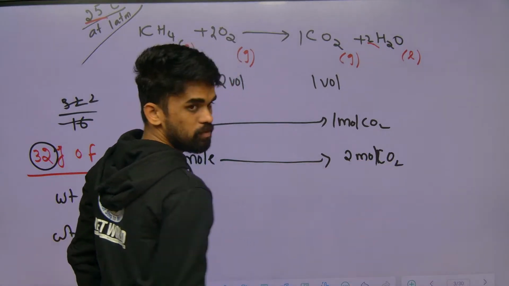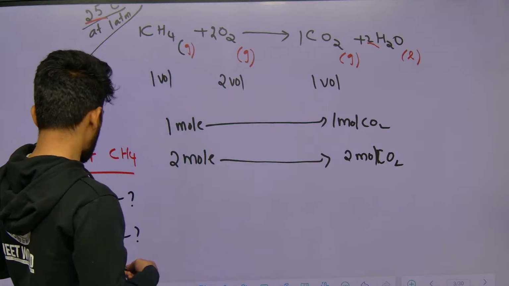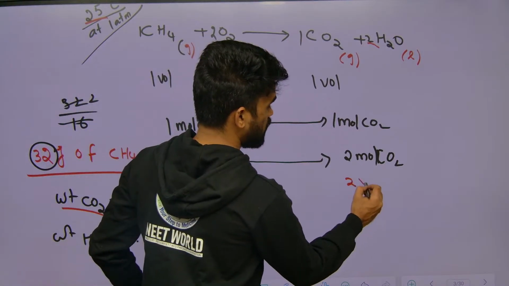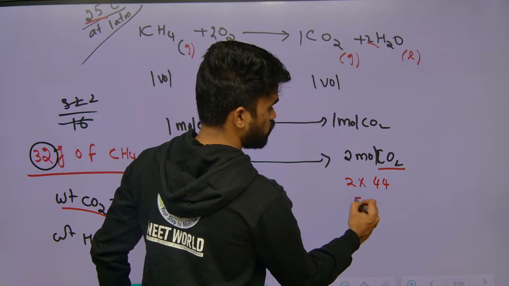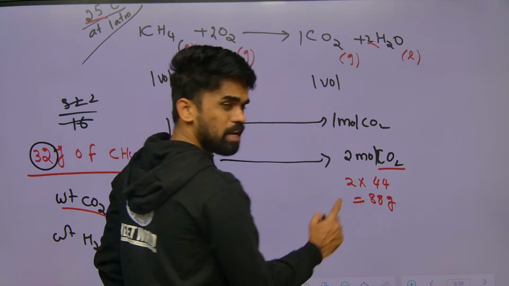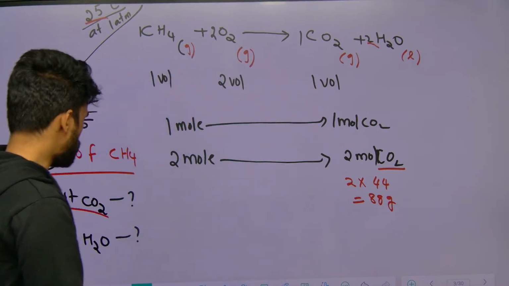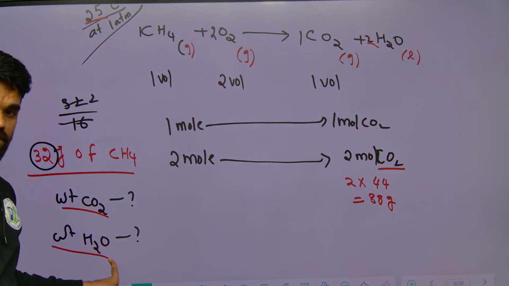2 moles of CO2. So 2 moles is nothing but the weight they are asking for now. So 2 into what is the molar mass of CO2? 44. This is 88 grams. Clear up to here what I am doing? Okay. So in the same way you calculate this, then I will tell you the POAC method.